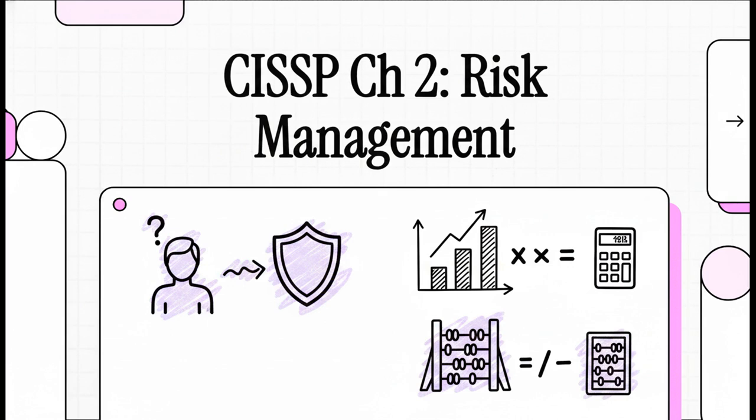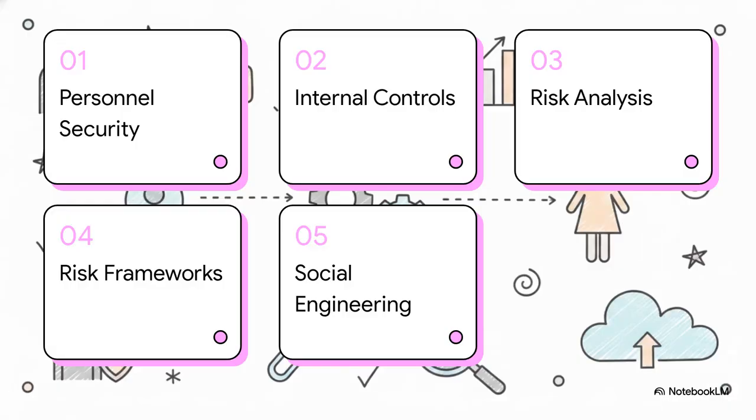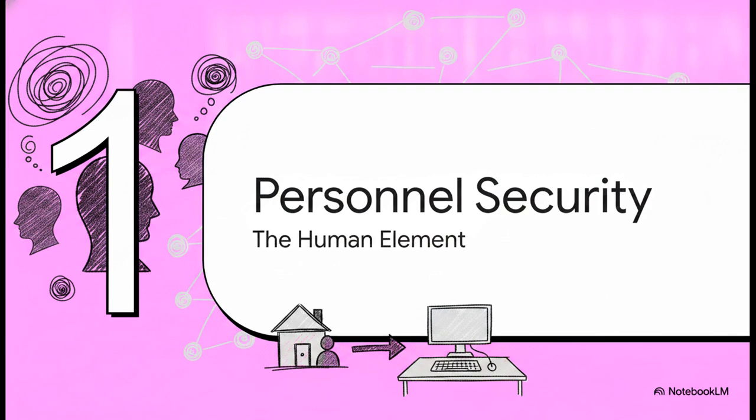Let's dive right in. Our agenda today covers a 5-module deep dive. We'll be looking at personnel security, internal controls, risk analysis, risk frameworks, and finally, social engineering. This structured journey maps perfectly to the ISC2 objectives to make sure you're ready for the exam. Module 1. Personnel Security, the Human Element. Because as we know, defense actually starts long before an employee even touches a keyboard.